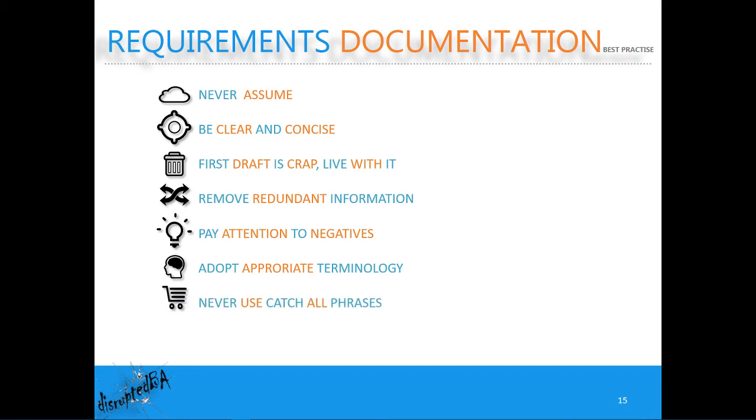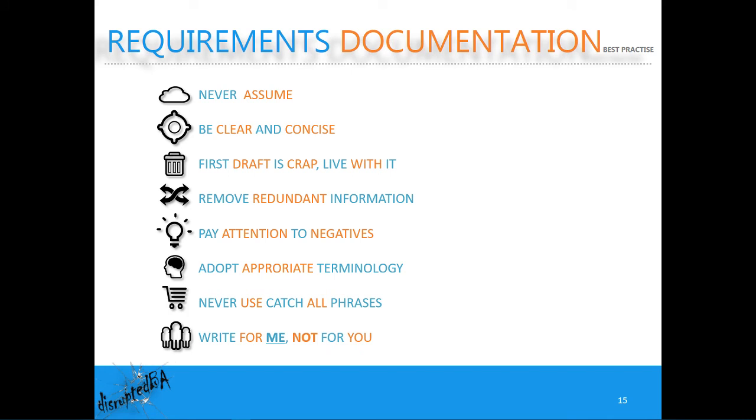And then never use catch-all phrases. Catch-all phrases are things like etc., not limited to, those types of things. Don't use catch-all phrases, even if it means that you have to elaborate for two more paragraphs, then do it. Explain what etc. means. If something is not limited to, what is it limited to then? So don't use catch-all phrases.